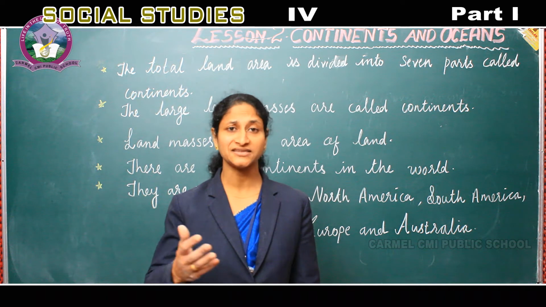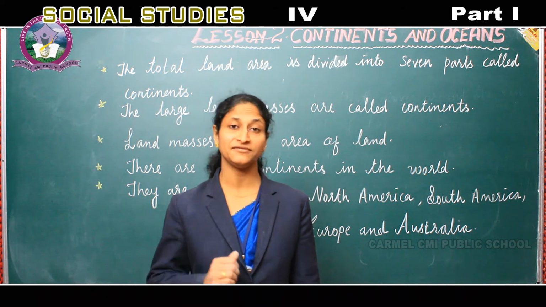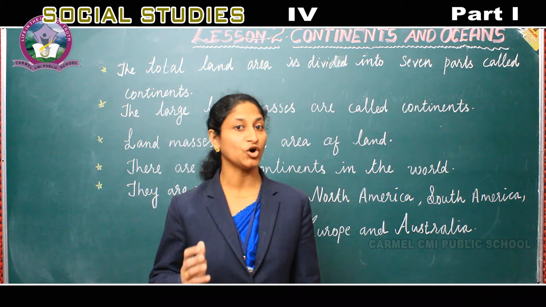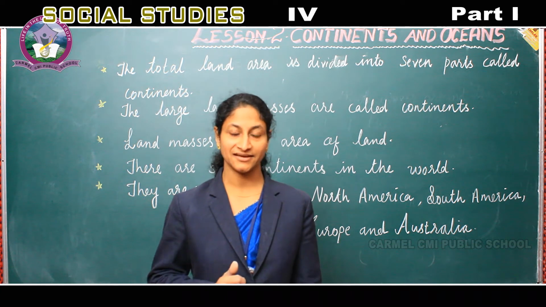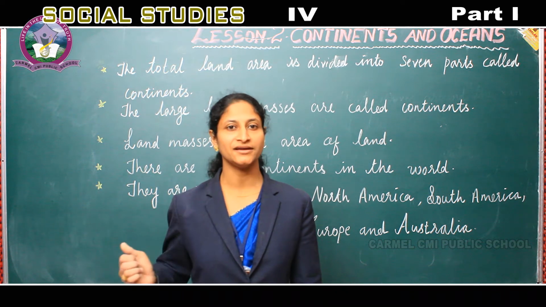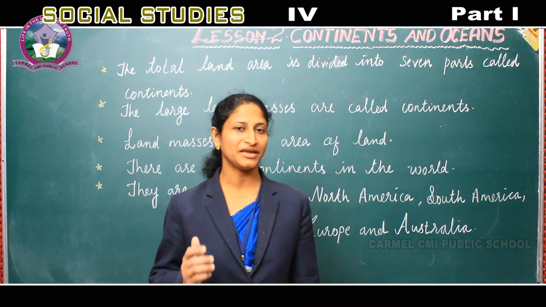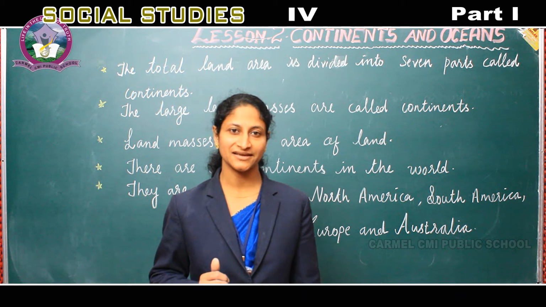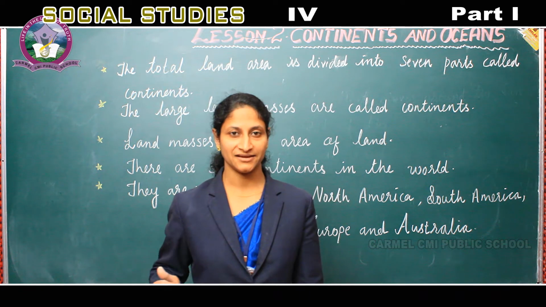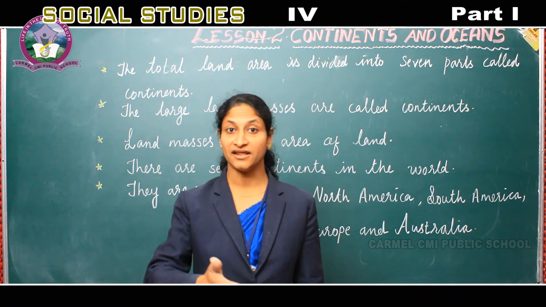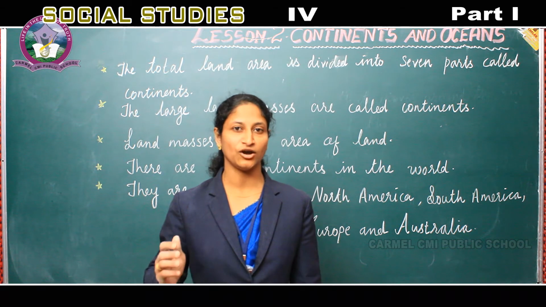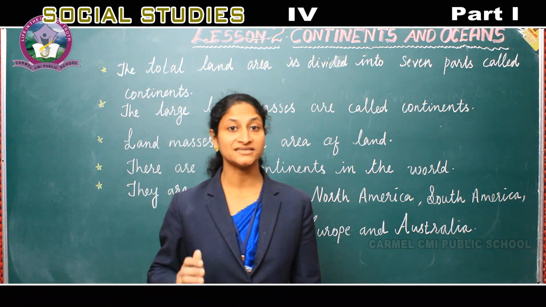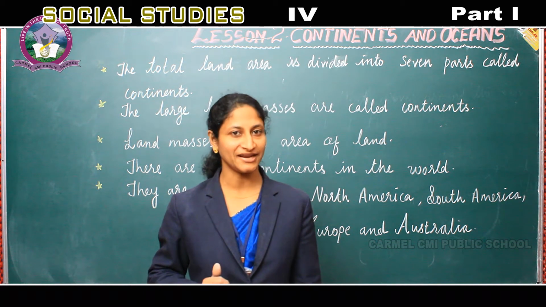Now we have discussed that the Earth is divided into land and water. The total land area is further divided into 7 parts called continents. Let's see what are continents. The large land masses are called continents. What do you mean by large land masses? Large land masses means the large area of land.